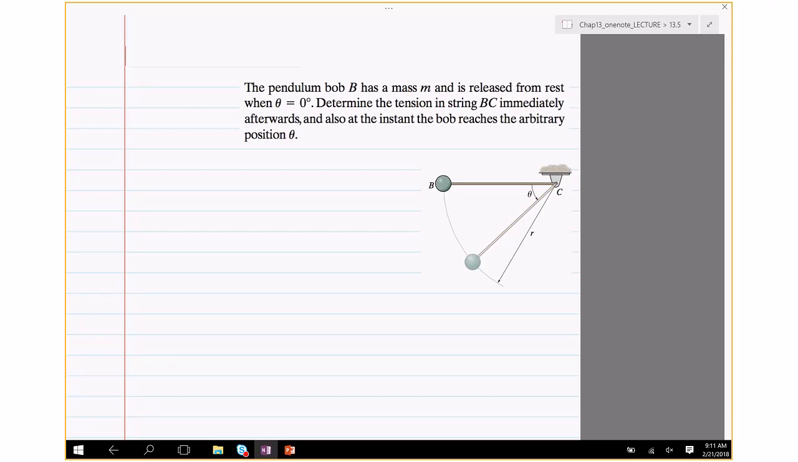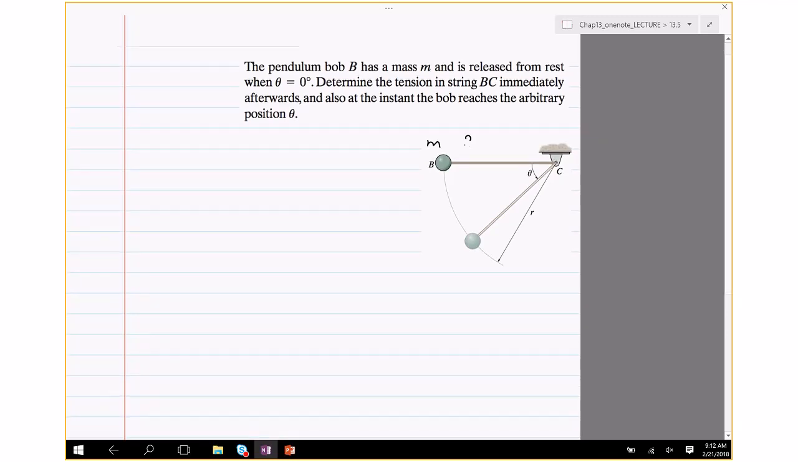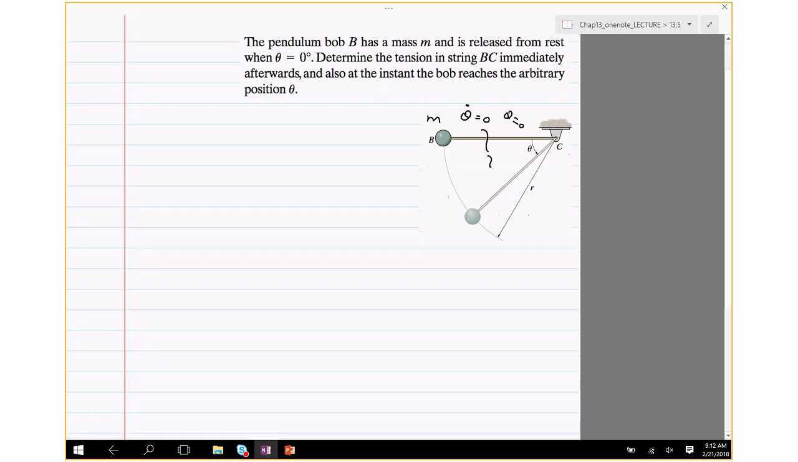Okay, so the pendulum bob B has a mass of m and is released from rest, so it starts with a velocity of 0 or angular velocity of 0. Determine, and of course this theta is 0, determine the tension in the string BC immediately after the bob is released, so in that position when theta is 0, and also when the string is at an angle theta.